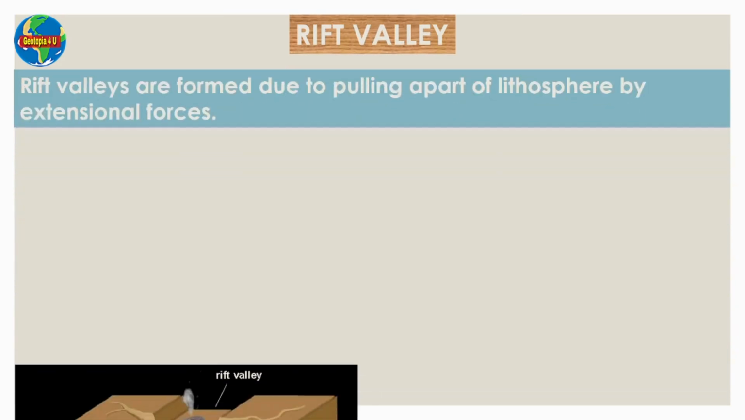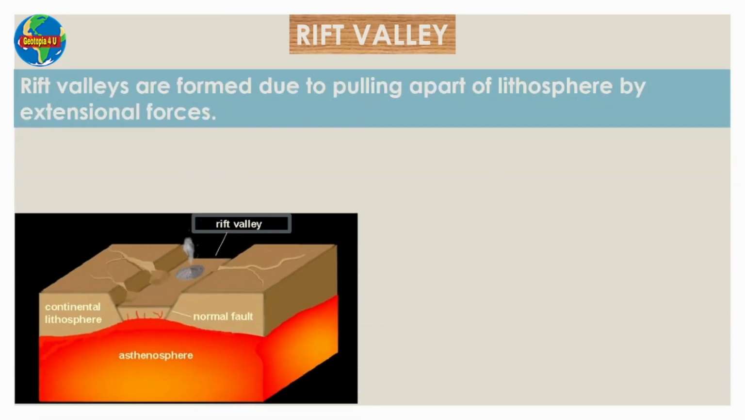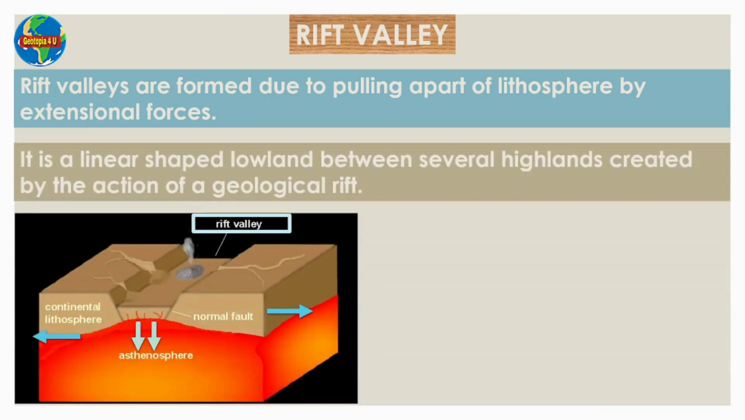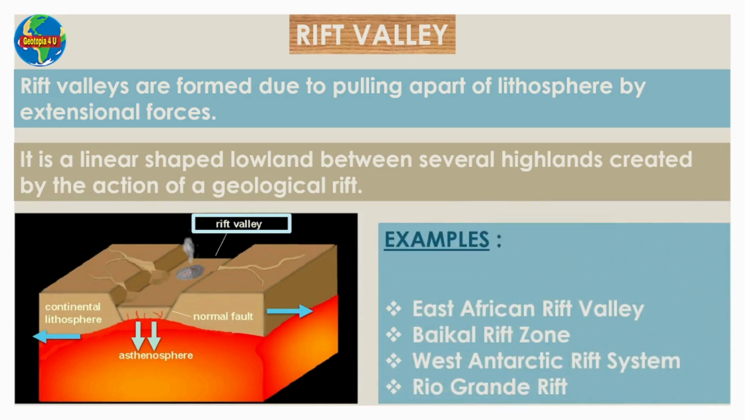Rift valley. Rift valleys are formed due to pulling apart of the lithosphere by extensional forces. It is a linear-shaped lowland between several highlands created by the action of a geological rift. Some examples of rift valleys include the East African Rift Valley, the Baikal Rift Zone, the West Antarctic Rift System, and the Rio Grande Rift.